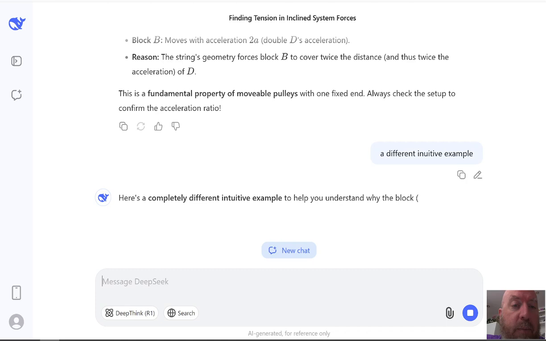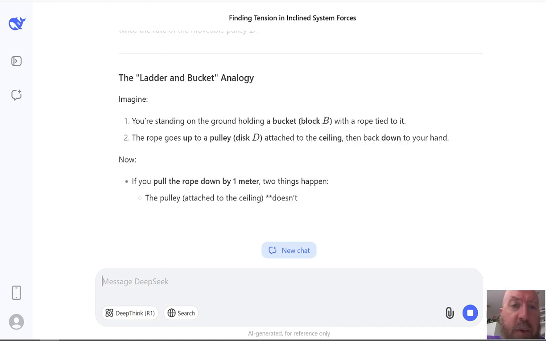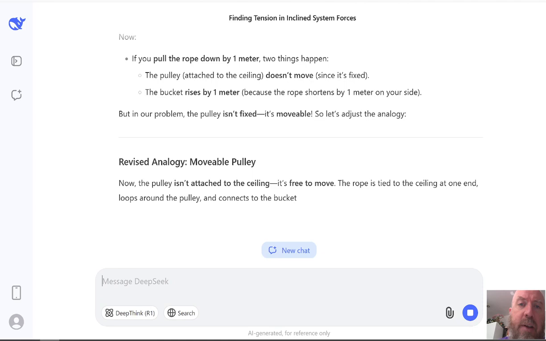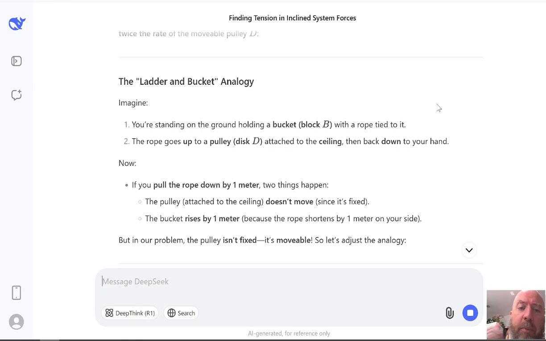You're standing on the ground holding a bucket with a rope tied to it. The rope goes up to a pulley disc D attached to the ceiling, then back down to your hand. You pull the rope down by 1 meter. The pulley attached to the ceiling doesn't move. The bucket rises by 1 meter. So if you have a rope, you pull it, for every meter you pull down, the bucket will move up.